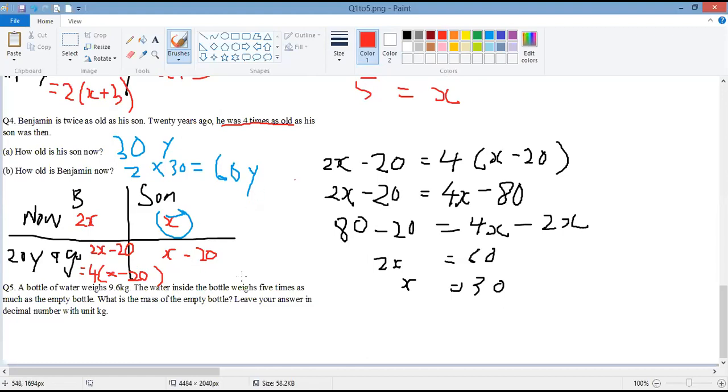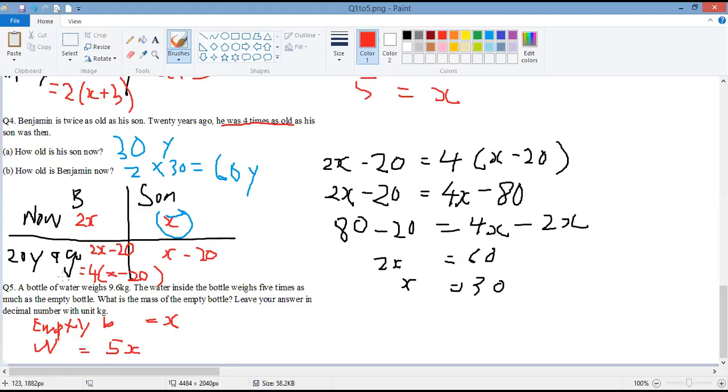Okay, so now I let the weight of the empty bottle become x. So look at the second sentence here. The water inside the bottle weighs 5 times as much as the empty bottle. So the water is 5 times the empty bottle. So it will be 5 times x, you got 5x.